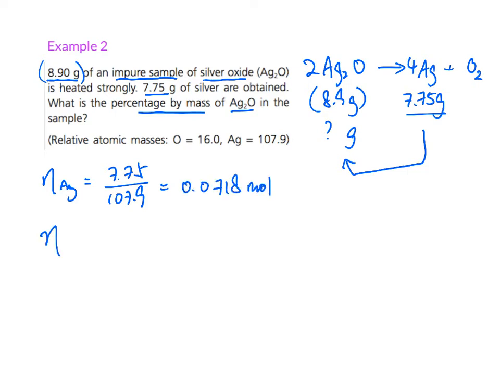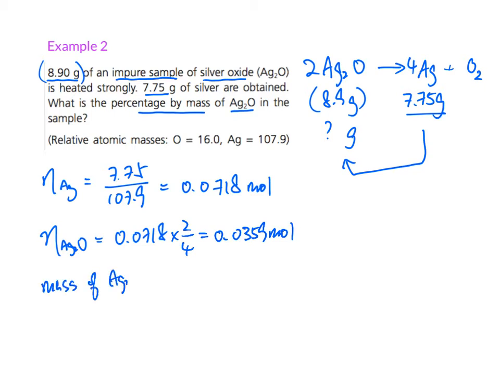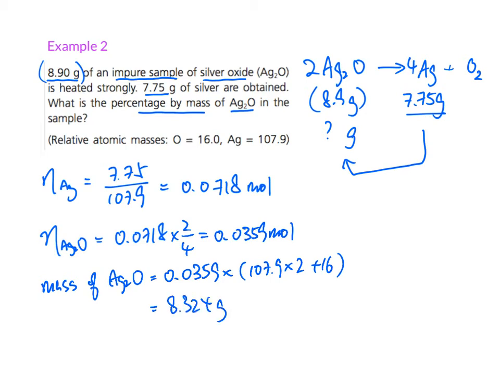And then the number of moles of Ag2O would then be 0.0718 divided by 4, then times 2. So divided by 4 times 2, you got 0.0359 mole. The mass of Ag2O would then be 0.0359 times (107.9 times 2 plus 16). So the mass for this one will then be 8.324 gram.